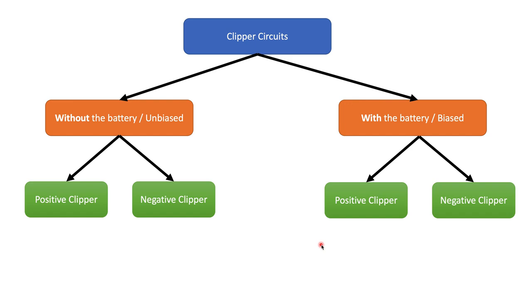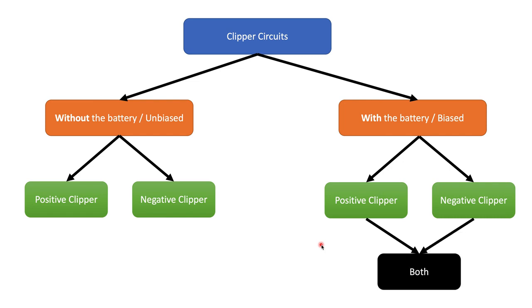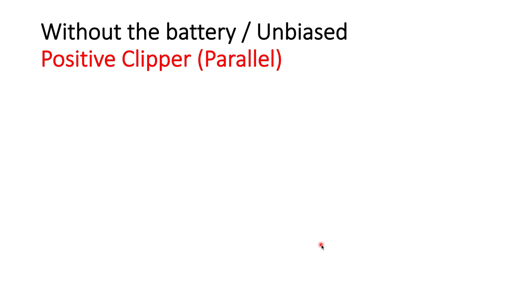And in the with-the-battery case, positive clipper and negative clipper are there, and we can combine this positive clipper and negative clipper and make some other different types of circuits. So I named it as both. Okay, it is just a classification. It is just for an easy approach that I have made this. It is not the actual way we are going in this lecture, that's why I classified in this manner. Please note.